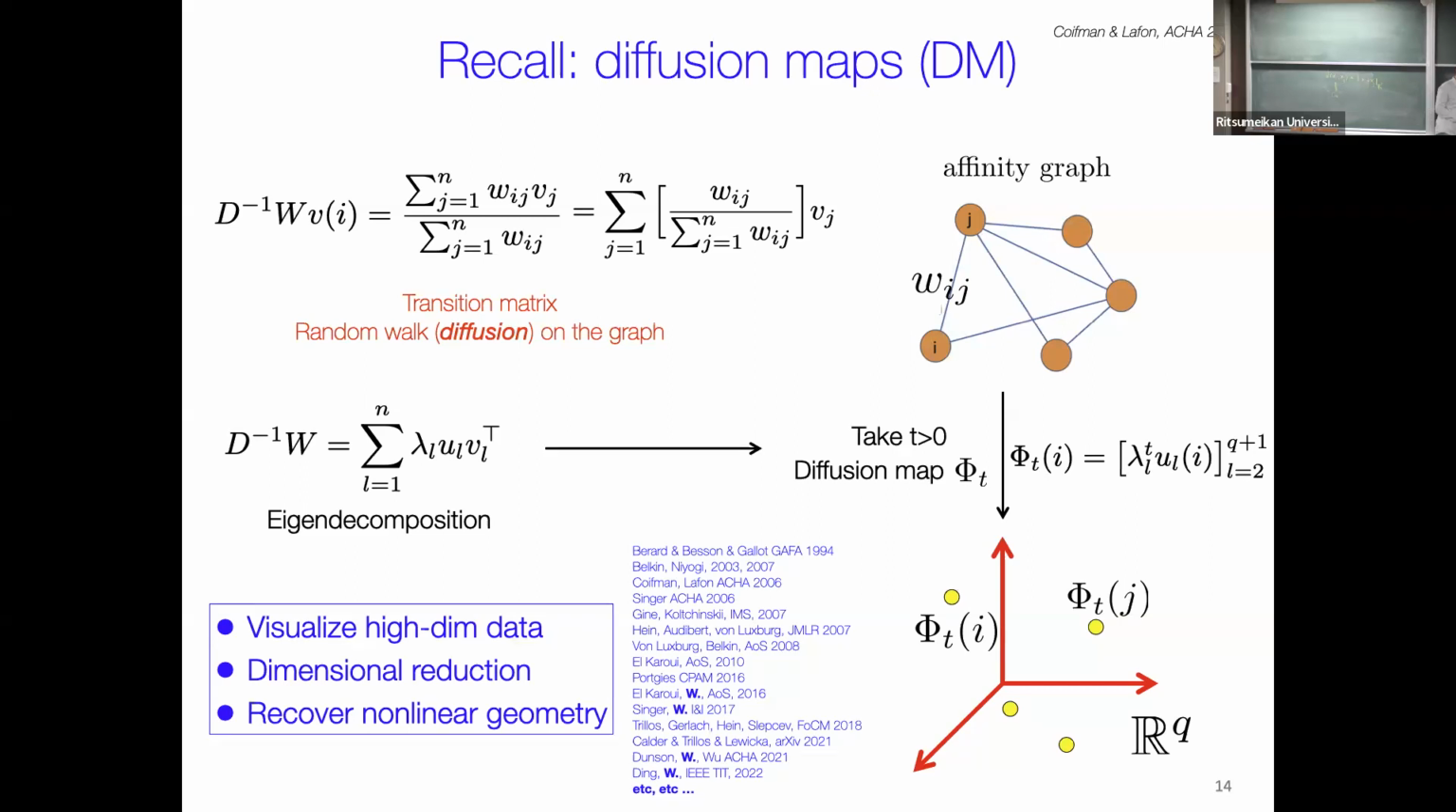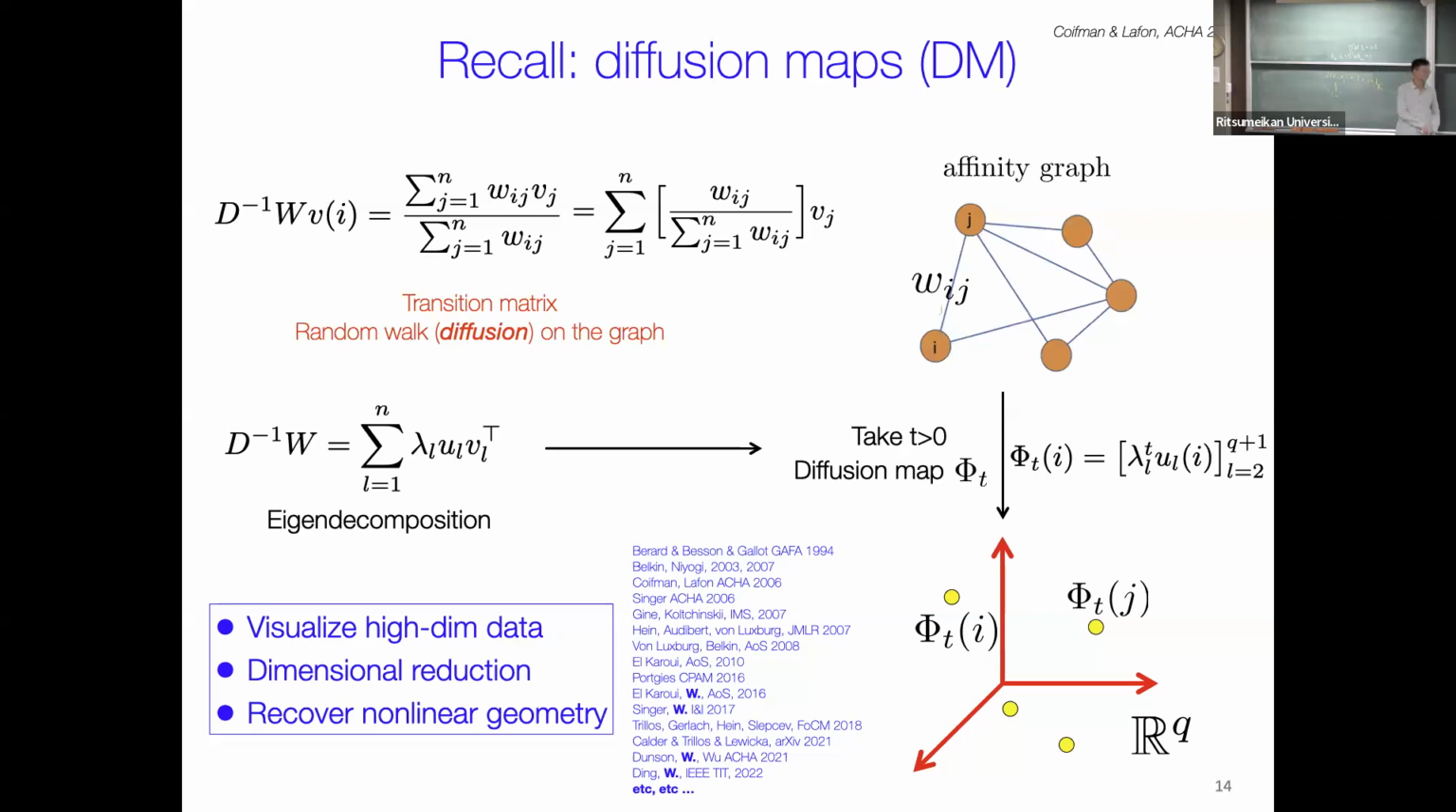You start from the second eigenvalue. Why? Because the first eigenvalue is always 1. You can see that D inverse W applied to the constant vector is just that vector, so all the eigenvalues will be bounded. And the second eigenvalue is actually controlled by Cheeger's inequality, which tells you the connectivity of the manifold, of the data set. We don't need to worry about that in our setup.